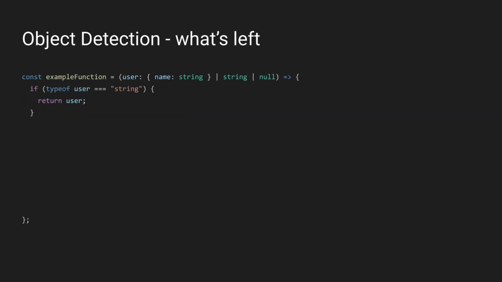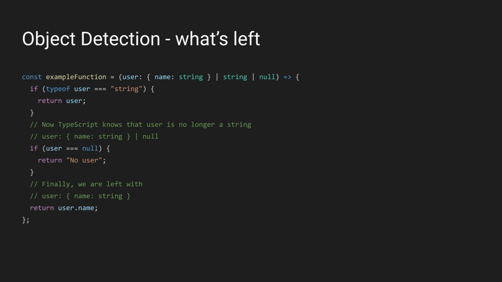This check isn't useful in most situations. It would be much easier to begin by checking for other types of variables and eventually identify the object type. We start by checking for a string. TypeScript understands that what's left includes our object and null. After checking for null, the last option remaining is our object. Now we can safely access the name key.